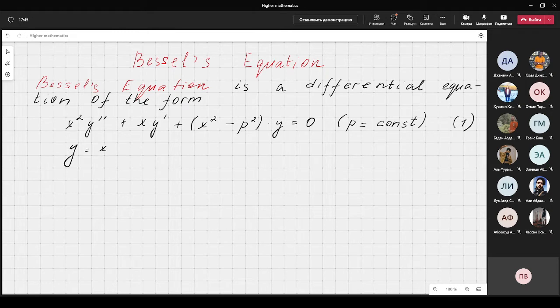y is x to the power of r times the sum over k from 0 to infinity of a_k times x to the power of k. Formula 2. The coefficient a0 may be considered non-zero due to the indefiniteness on the exponent r.